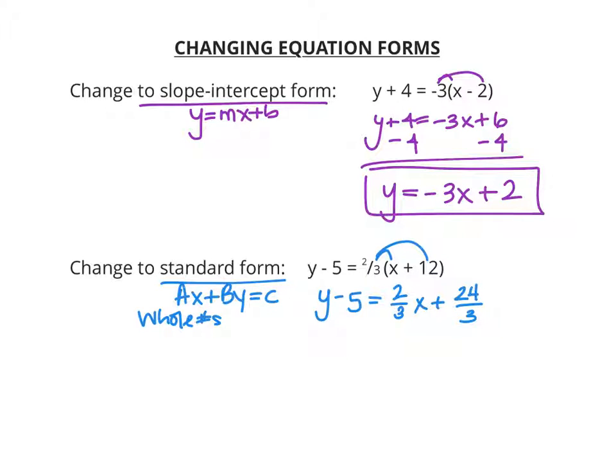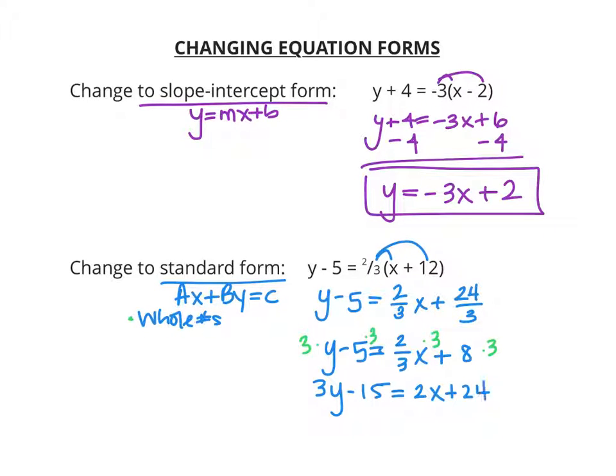Now, one thing you want to do, if you can, is to simplify anything that simplifies. So I noticed that 24 over 3 simplifies, so I'm going to change this to y minus 5 equals 2 over 3x plus 8. Now, again, with standard form, like I said, I have to have whole numbers, so I'm going to get rid of the fractions by multiplying every single term by 3. Make sure you multiply every single one. That's going to give you 3y minus 15 equals 2x plus 24.